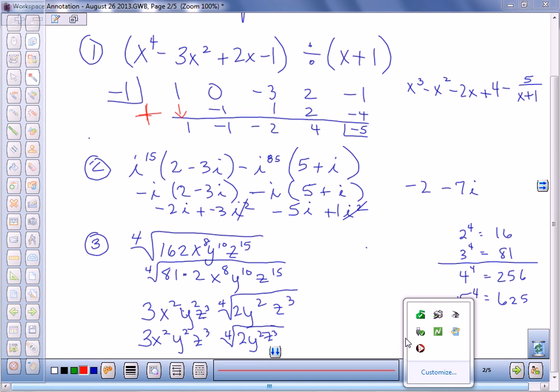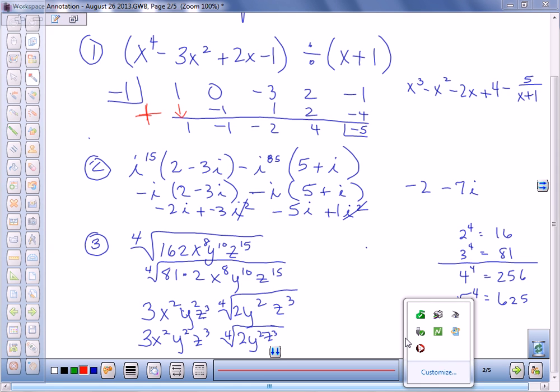All right, so we just went over the synthetic division. Let's take a look at number 2, simplifying expressions with imaginary numbers. So the first thing we're going to do is simplify that i to the 15th and i to the 85th.